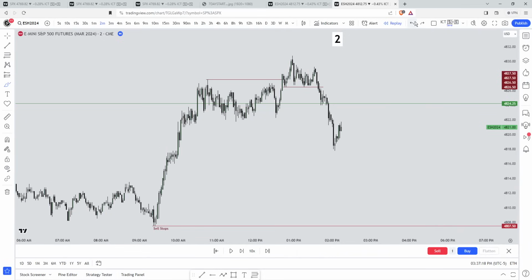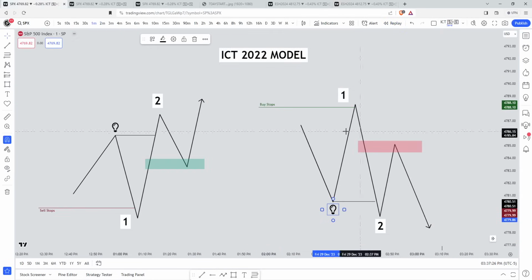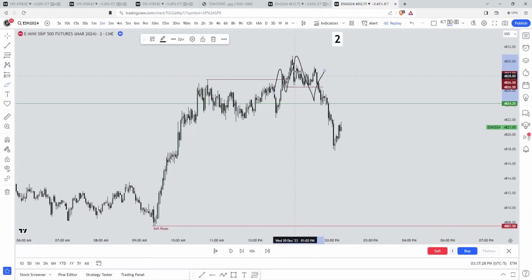So what I like to do, if price is at a new high, is wait for a 2022 model on the lower time frame to appear. So we're getting that right here. Look, it's the exact same model that we just covered. So we get that model, and then price expands away from that. That, to me, when we don't have a higher time frame bias, gives me confirmation that price is in a sell program and it's going to target the liquidity lower.